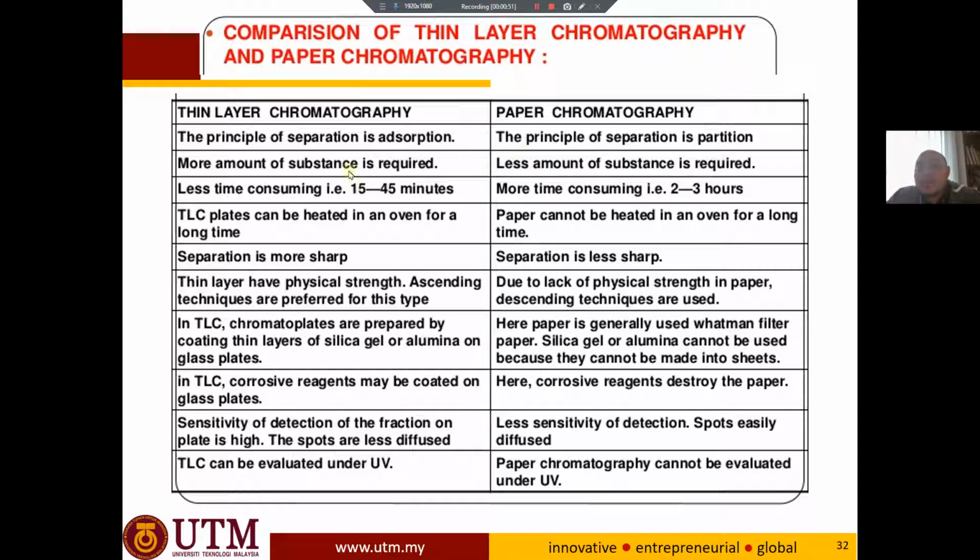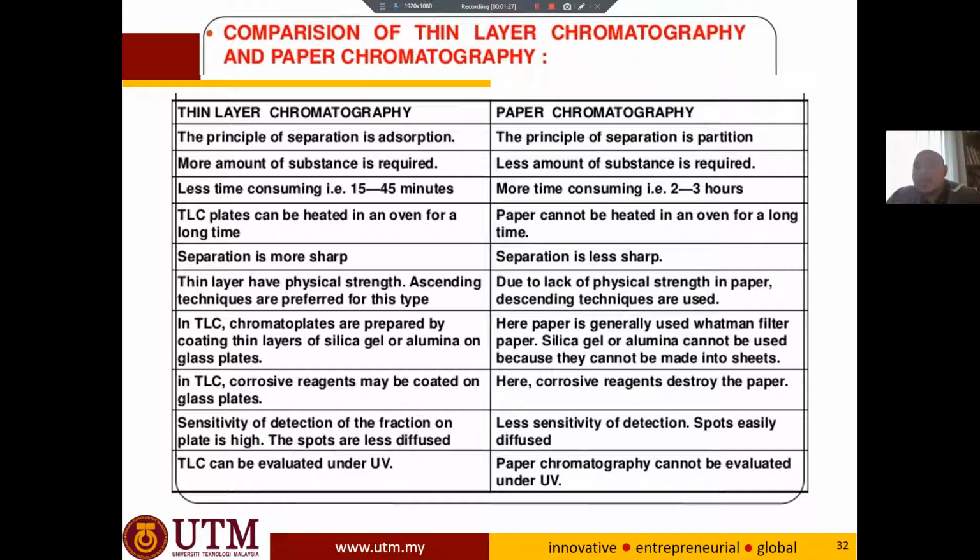In thin layer chromatography, we can put an enough amount, because the thickness of the thin layer allows more sample to be loaded. But for paper chromatography, we cannot put very much on the paper. If we put so much on the paper, your sample will diffuse to the surrounding. That is one of the weaknesses of paper chromatography. That is why nowadays paper chromatography is hardly used, especially for qualitative work.